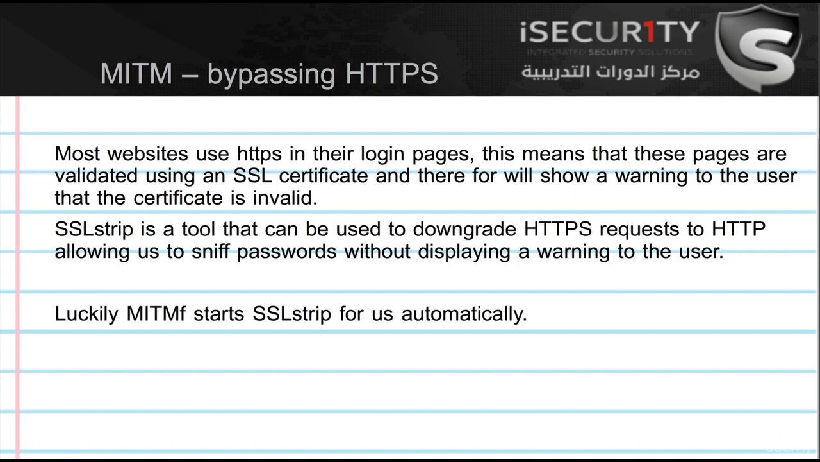So what we're going to do is use a tool called SSL strip, which will downgrade any HTTPS request to HTTP. So whenever the target person tries to go to https://hotmail.com, for example, they'll be redirected to the HTTP version of hotmail.com. Let me show you first.